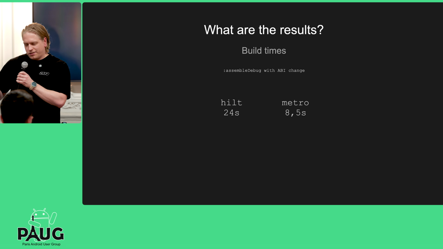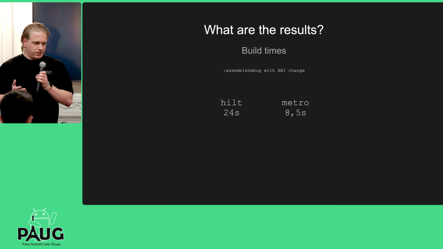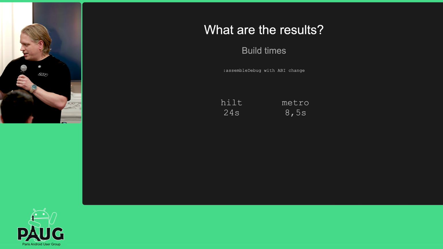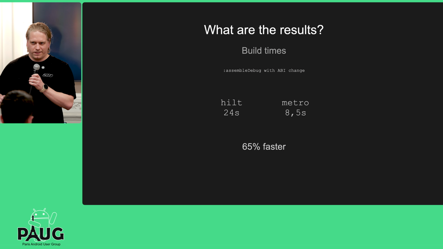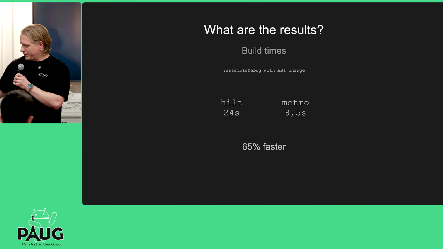But yeah, this is the result. If you did that change with Hilt, it would take 24 seconds at a medium-sized module to recompile. But if you do it with Metro, it's now around 8 seconds. This is a 65% decrease in compilation time, something that we've been pretty happy about, even though less time for TikTok.